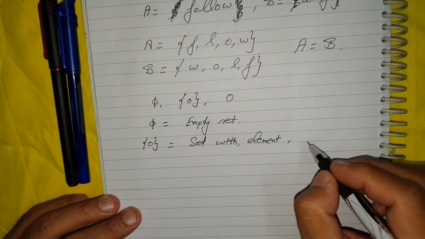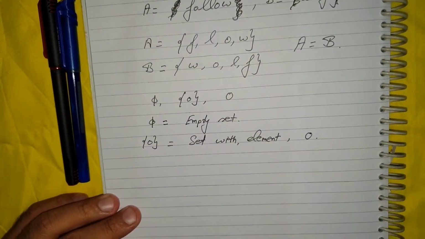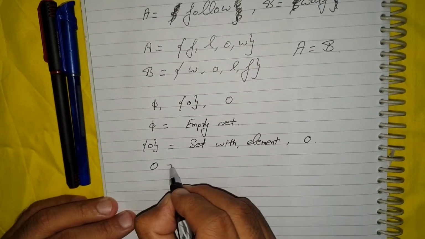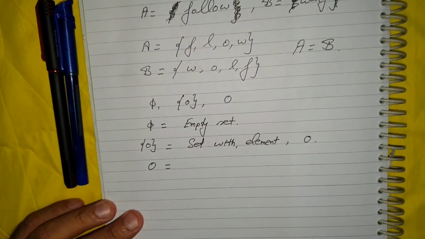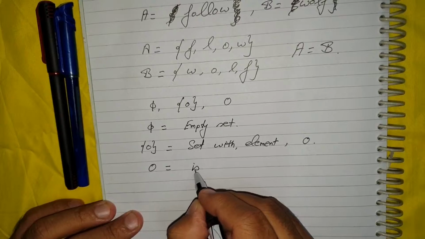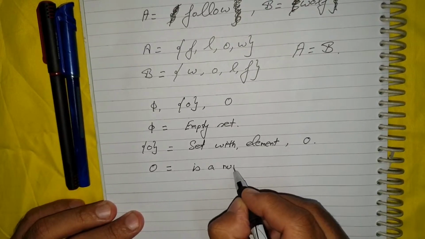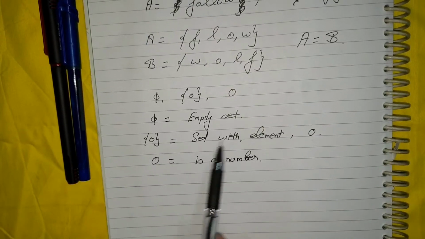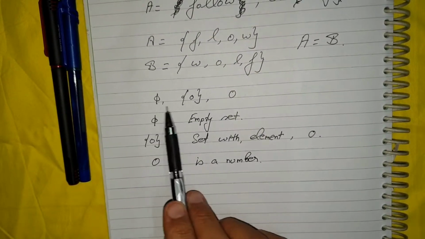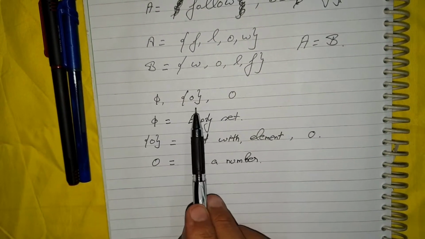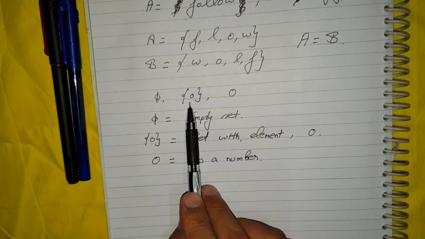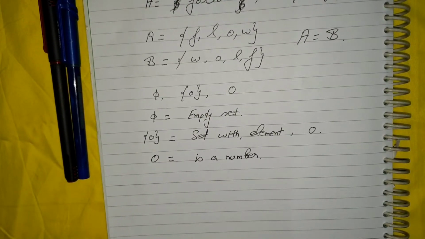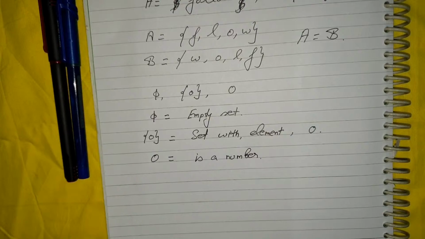Set with element or whose element is actually 0. And 0 is actually not a set. It is a number. It is just a number. So as you can see, these 3 represent different things. This is an empty set. This is a set containing 0 as an element, and this is just a number. It's just a 0.